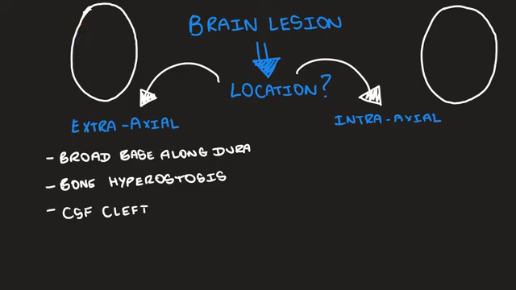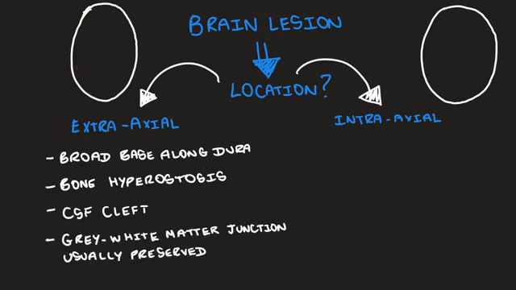You may also see a CSF cleft. If the lesion is here and the brain is here, you will see CSF between the brain and the lesion, and this is what is known as the CSF cleft.